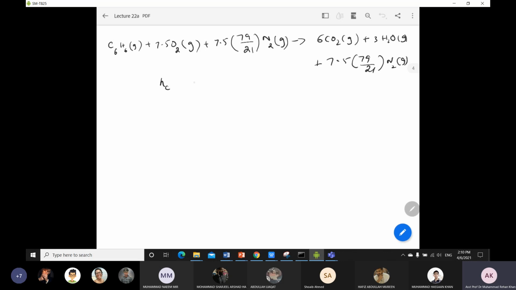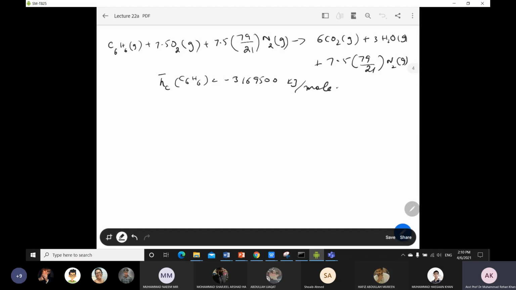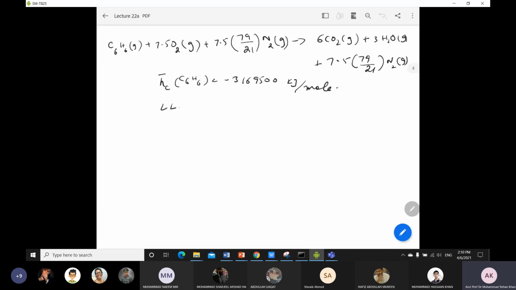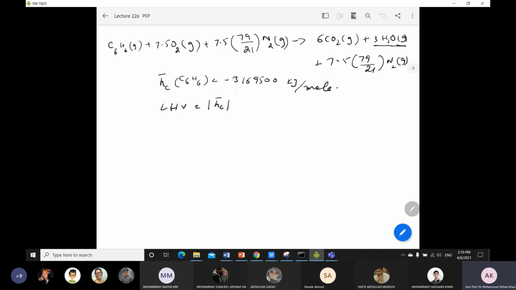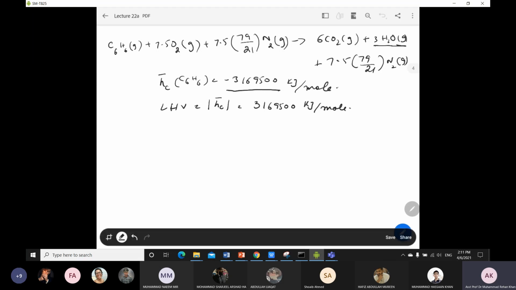The enthalpy of combustion is mentioned in your problem statement for C6H6, in kilojoule per kilomole, which is minus 3169500 kilojoule per kilomole. If you recall again, the lower heating value or higher heating value is the absolute value of the enthalpy of combustion. Here it is mentioned that H2O is in the gaseous form, as you can see in the chemical equation. So this enthalpy of combustion is equal to the lower heating value, and in absolute value, 3169500 kilojoule per kilomole is the lower heating value.